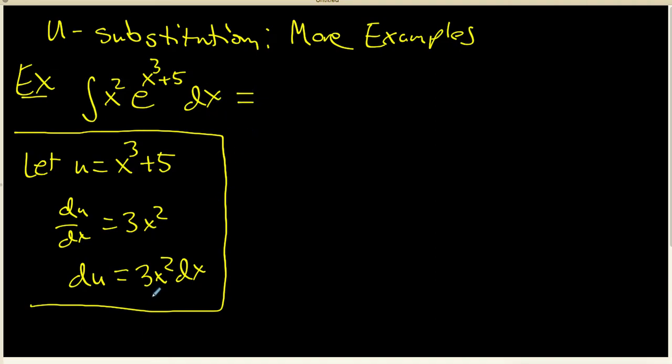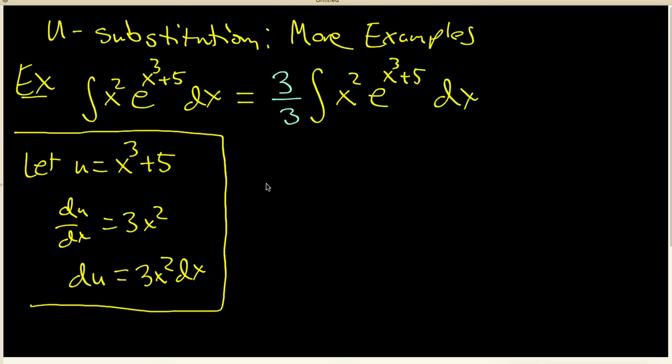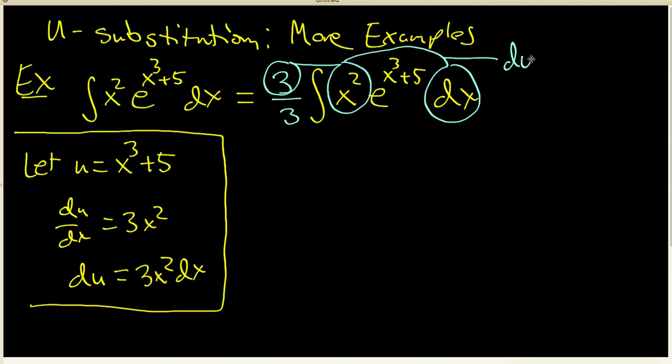Now, the first thing that I want to notice is that I am missing this 3. And I patch the integral up by multiplying it by a fancy name for 1, namely 3 over 3. And so I'm going to write this integral as 3 over 3 times the integral of x squared times e to the x cubed plus 5 dx. And now what I want to do is I'm going to circle the things that make up the du. This 3 combined with that x squared, combined with the dx, form the du.